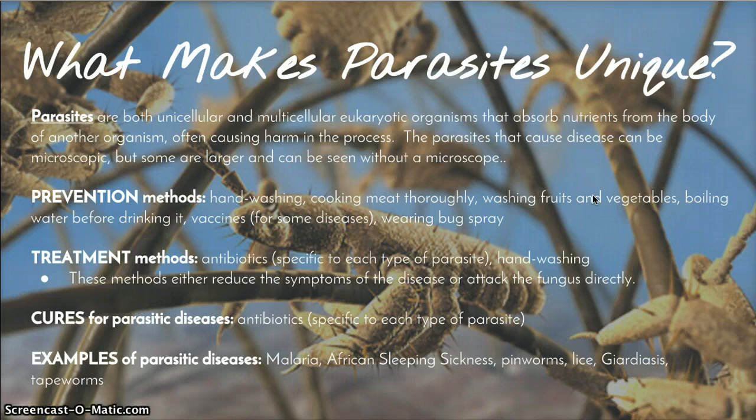Prevention methods include hand washing, cooking meat thoroughly, washing fruits and vegetables, boiling water, not sharing hairbrushes, vaccines for some, and wearing bug spray just to avoid any bugs transmitting parasites or bacteria even. Treatment methods include antibiotics specific to each parasite. This category is big enough where the parasites are very specific. We need very specific types of antibiotics to affect them.